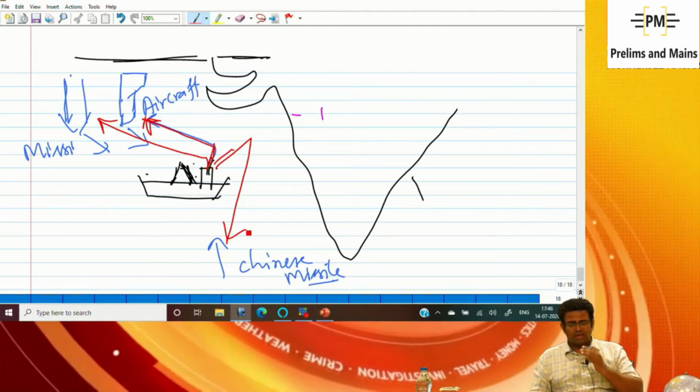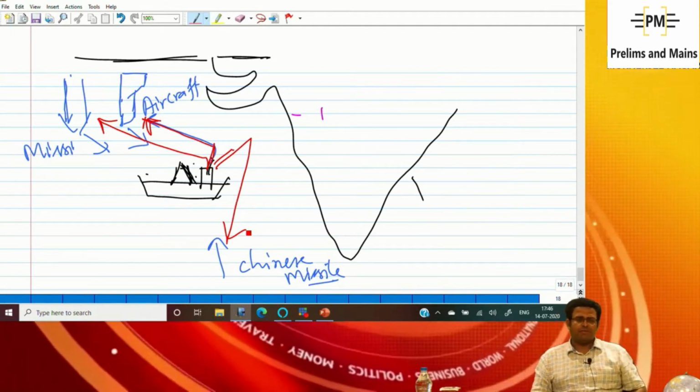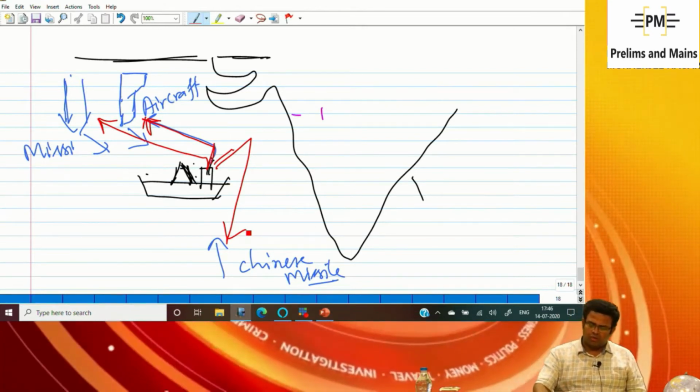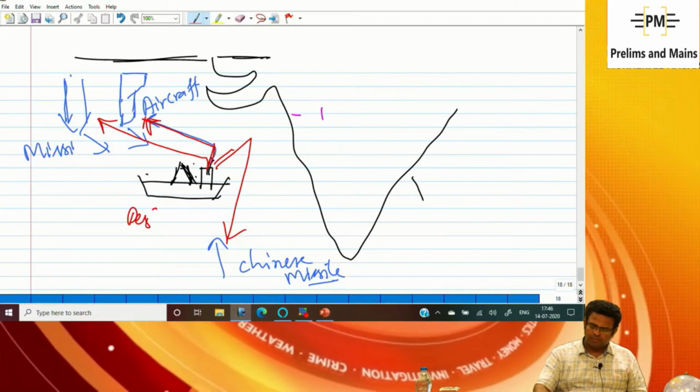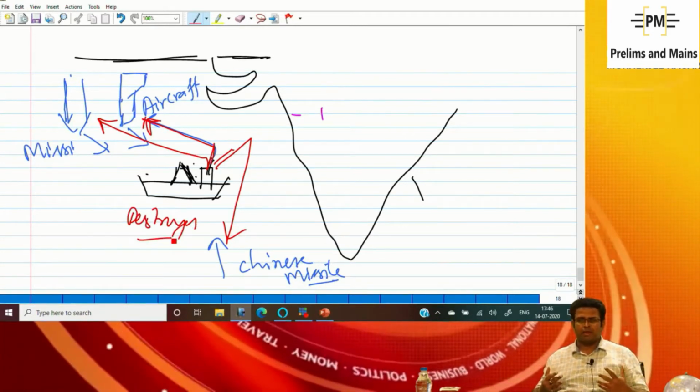It can attack missiles, it can attack aircraft, it can attack anything, even in the sea. Because of this, the destroyer, this is our destroyer which is carrying Barak 8. So Barak 8 has high capability.